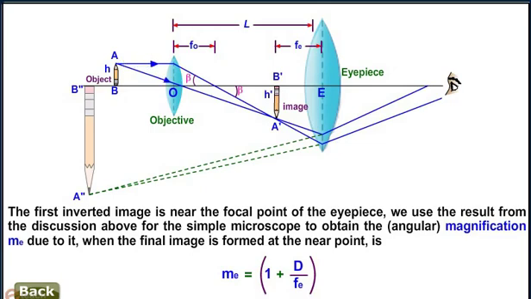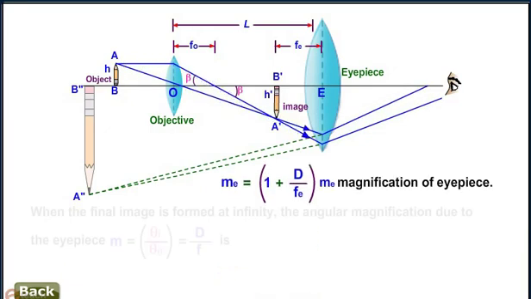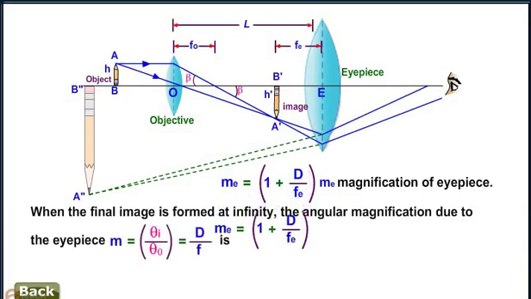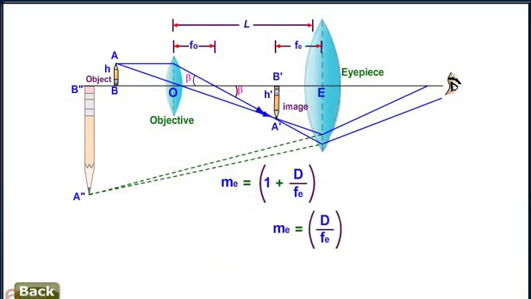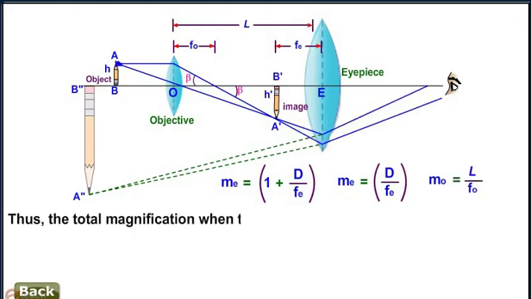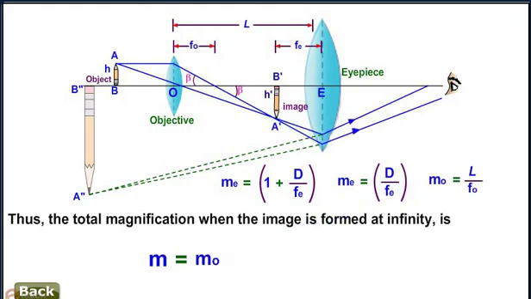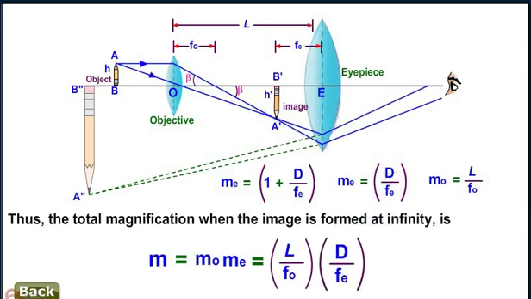We use the result from the discussion above for the simple microscope to obtain the angular magnification me due to it, when the final image is formed at the near point, is given by me equals 1 plus D by fe. Since me equals D by fe and m naught equals L by f naught, the total magnification when the image is formed at infinity is M equals m naught into me, which equals L by f naught into D by fe.